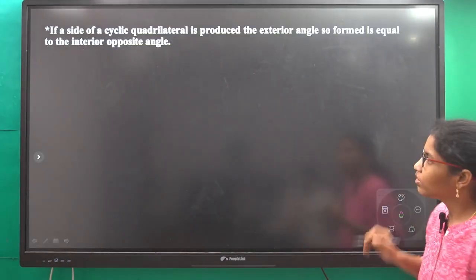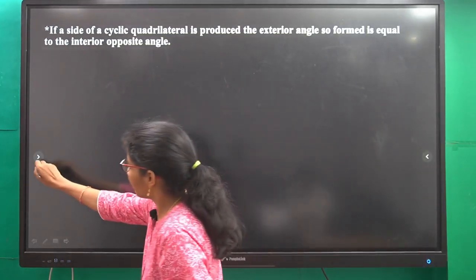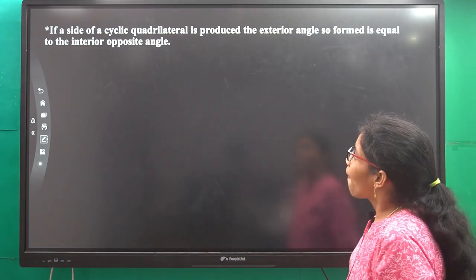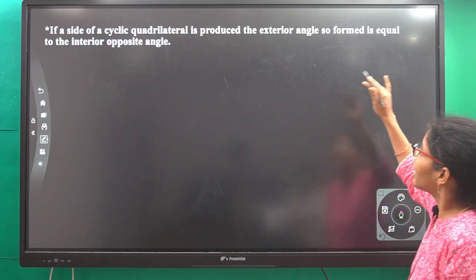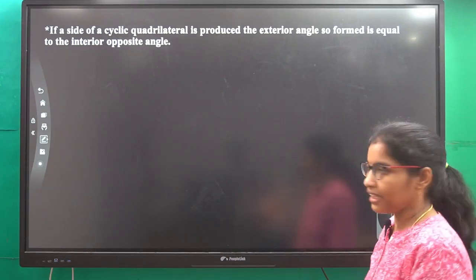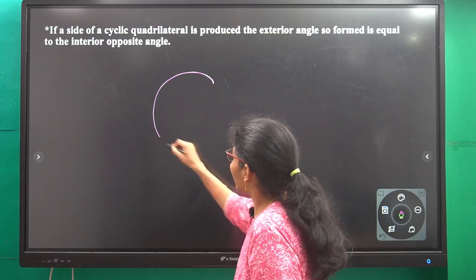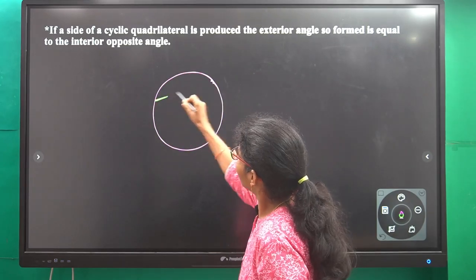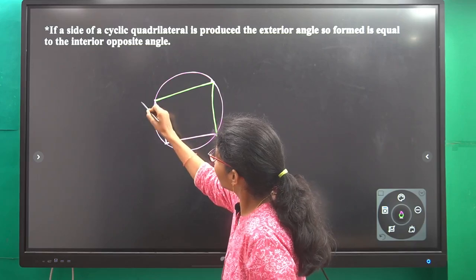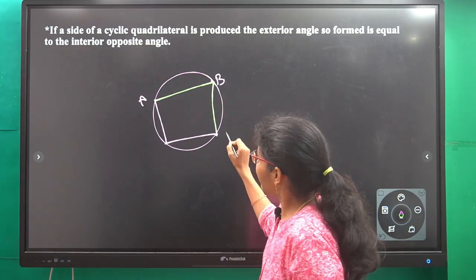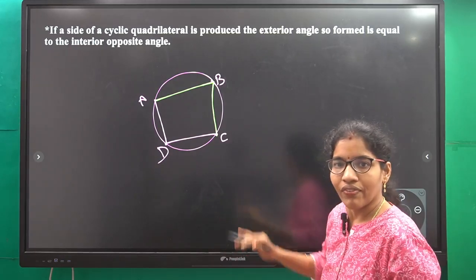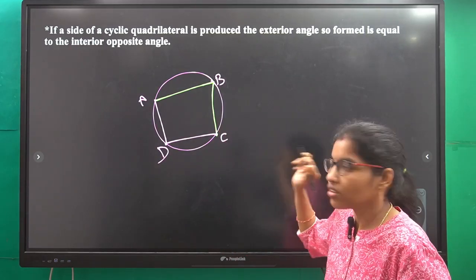I will see the next property. If a side of a cyclic quadrilateral is produced, the exterior angle so formed is equal to the interior opposite angle. This is the cyclic quadrilateral I have. So this is A, B, C, D. All the 4 points lying on the same circle, that means concyclic. Then can I call it a cyclic quadrilateral or not?